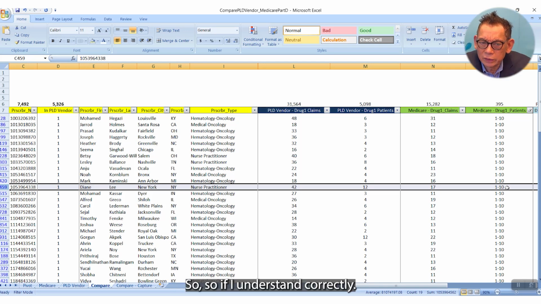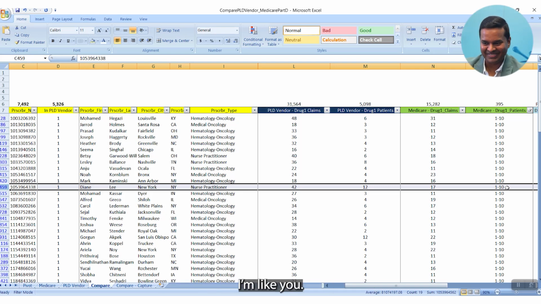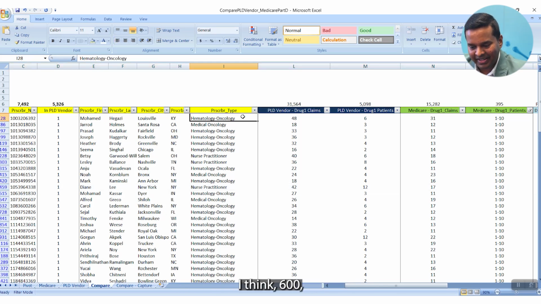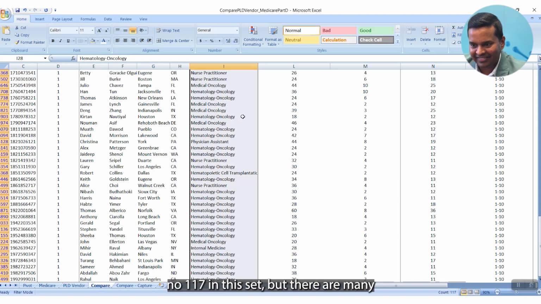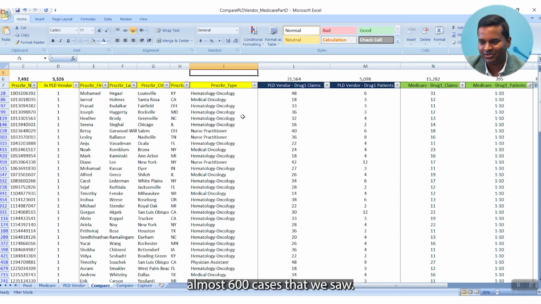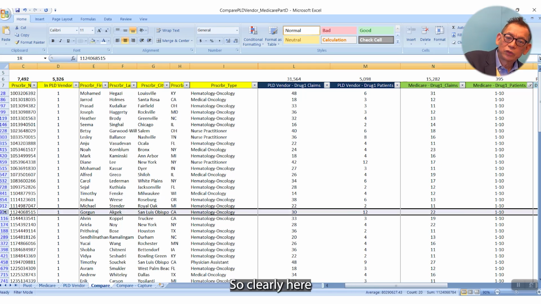So if I understand correctly, the vendor is reporting more patients than Medicare, and more claims than Medicare. How can that be? Quite surprising, I'm like you. Is that the only case we see here? Actually, there are multiple cases. There are 117 in this set, but there were almost 600 cases that we saw. So clearly here the vendor is reporting more than reality.